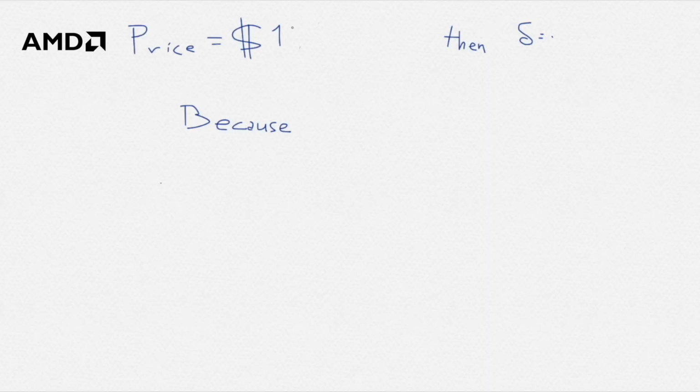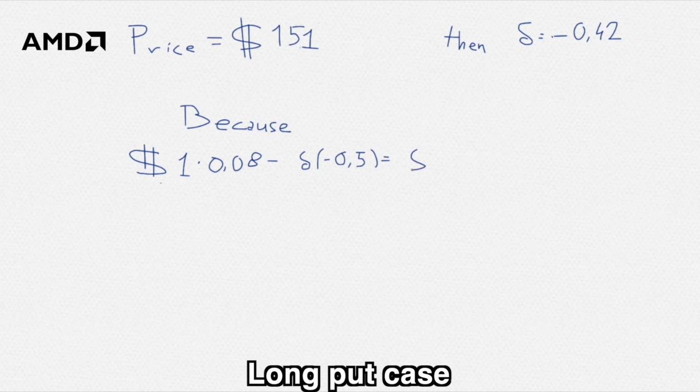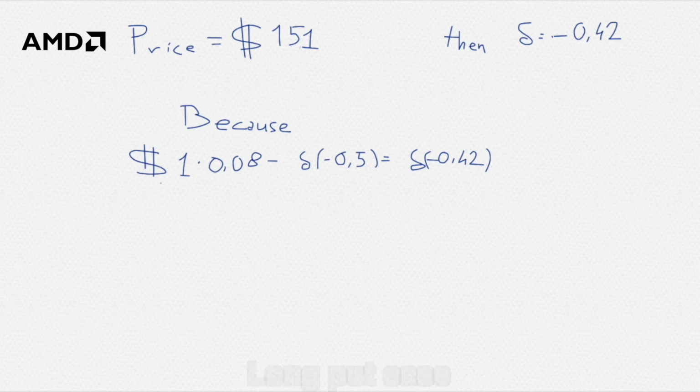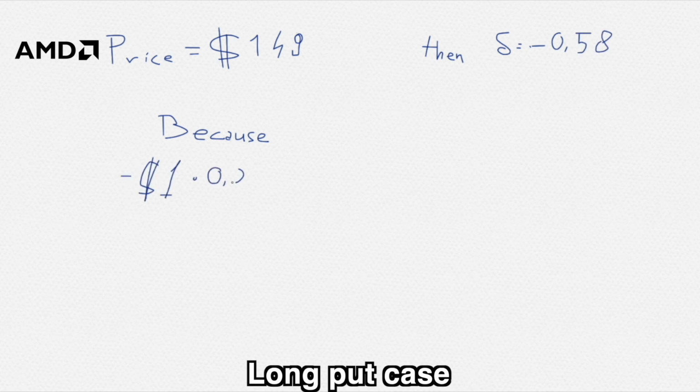We can do a specular reasoning for put options. So in this case, if the price of AMD moves from 150 to 151, we'll have plus $1 multiplied by 0.08 gamma minus 0.5 delta, that is the initial delta of the put option. And this is going to give us minus 0.42 delta. That is going to be the new delta of the option. Similarly, if the price of AMD moves from 150 to 149, we'll compute minus $1 multiplied by 0.08, that is the gamma, minus 0.5, that is the initial delta. So the final delta is going to be minus 0.58.